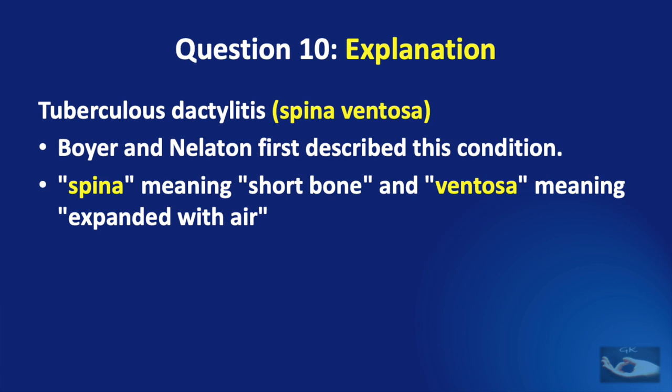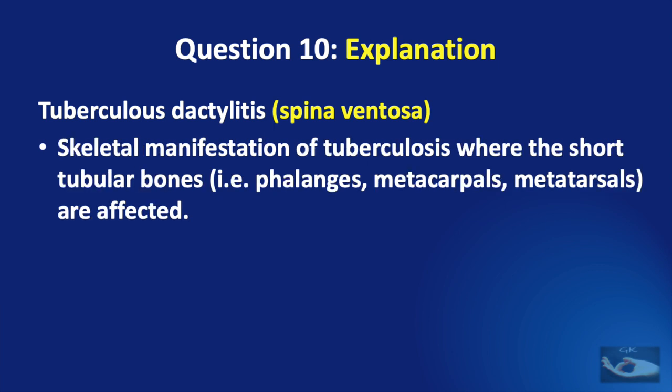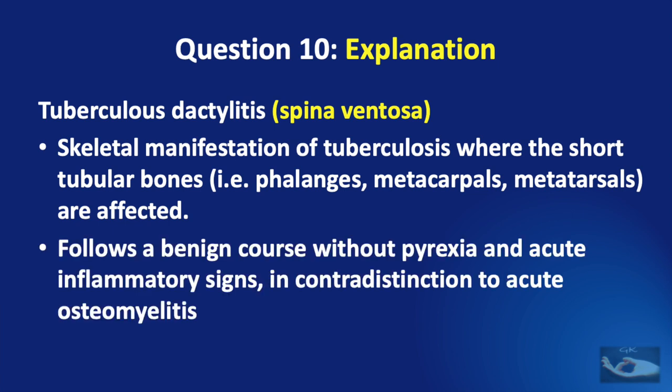This was first described by Boyer and Nelaton. Spina meaning short bone and ventosa meaning expanded with air. Tuberculous dactylitis is the skeletal manifestation of tuberculosis where the short tubular bones, that is phalanges, metacarpals or metatarsals are affected. It follows a benign course without pyrexia and acute inflammatory signs, in contradistinction to acute osteomyelitis.